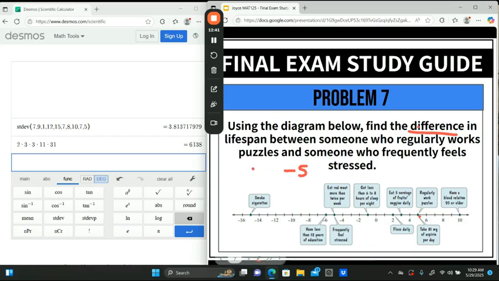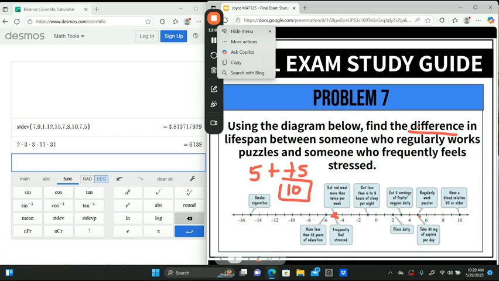So we want the difference: 5 minus -5. Now, if we have two negative signs, two negatives is going to make a positive. So 5 plus 5 is going to be 10. So the difference here is 10. And when we look at the number line, we see that that's true because there are 10 spaces in between -5 and +5 over here.